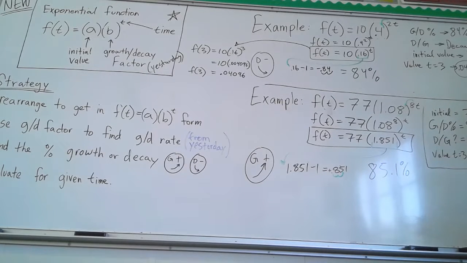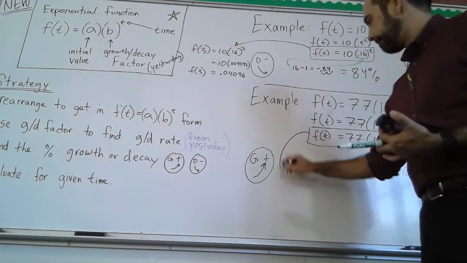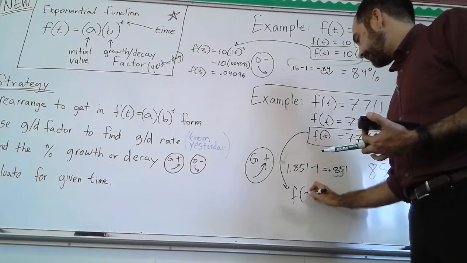Last step, everything we've done so far, except the initial value, is what we did yesterday. We know we have to get it into the root form, and then we can pull everything out. We have the t on the outside. We knew that was right. So now I want to take this and do f of 3.